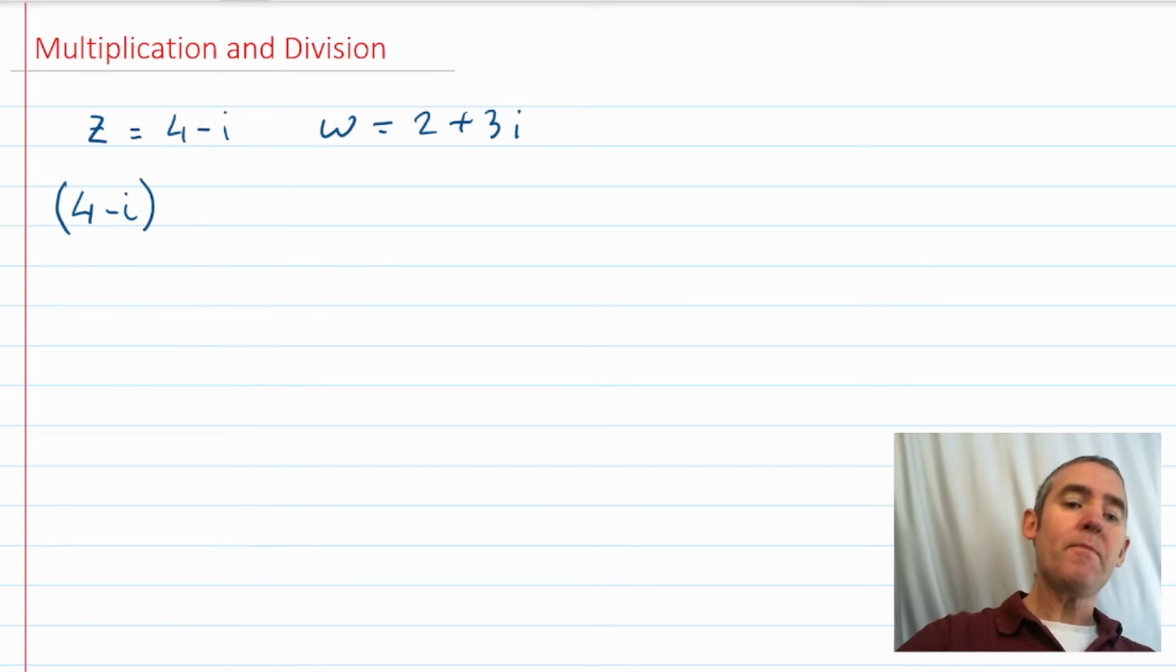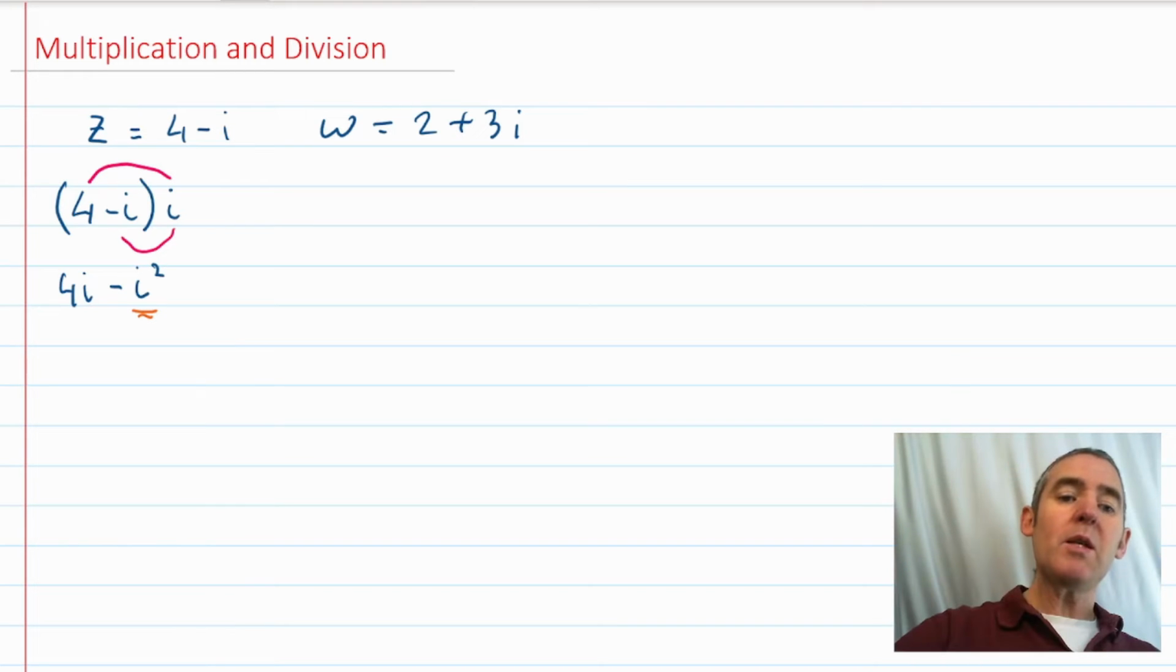i. So we have to use our FOIL method again, so it's i by 4 and i by minus i. So you end up getting 4i minus i squared. Now we have to remember that i squared, we can change that or simplify that.